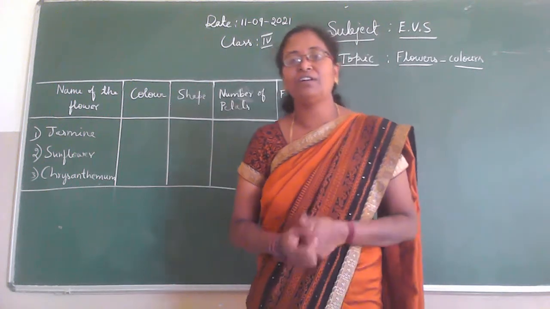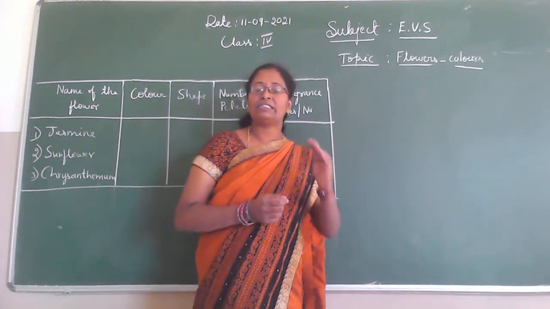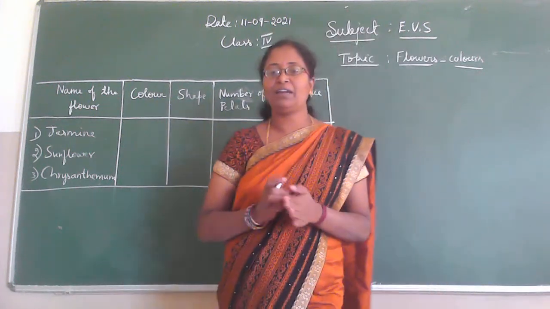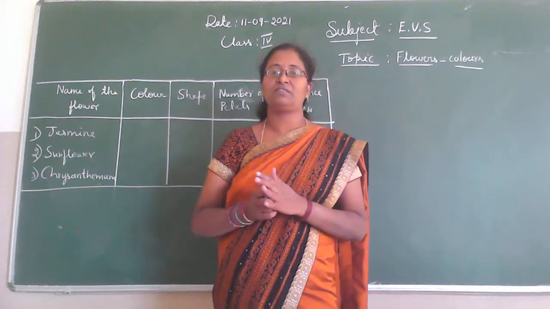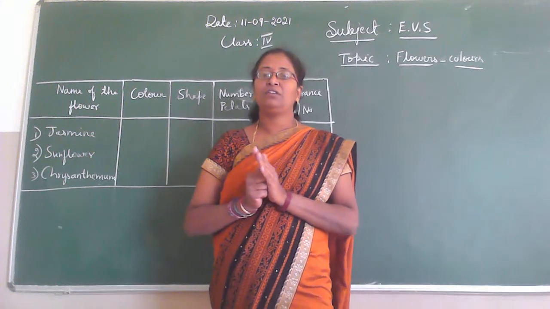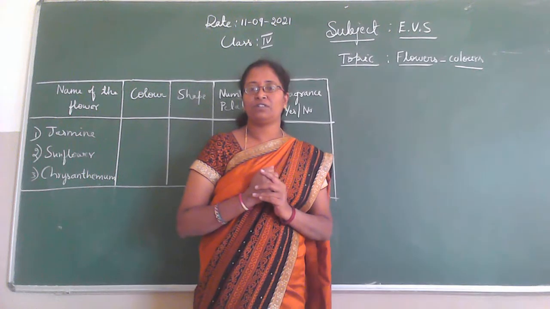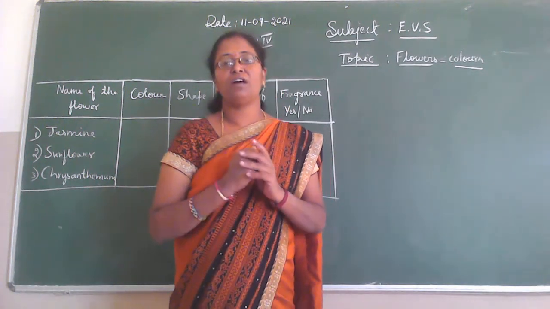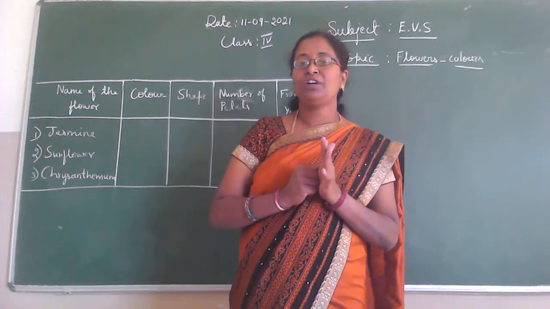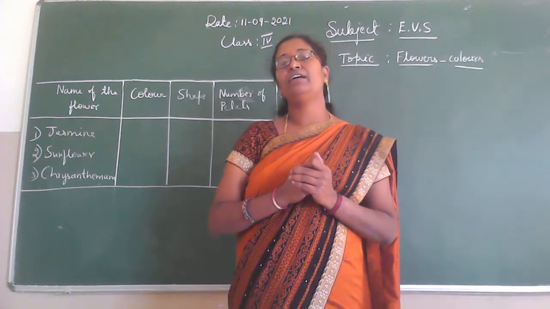In the last class we learned that flowers grow in different seasons. For example, the jasmine plant bears flowers during the summer season. In the same way, during the rainy season, the dahlia plant bears flowers. And the chrysanthemum bears flowers during the winter season. So children, we learned this in the last class.